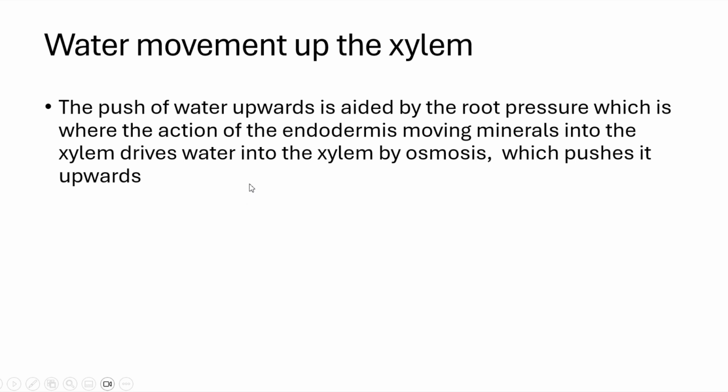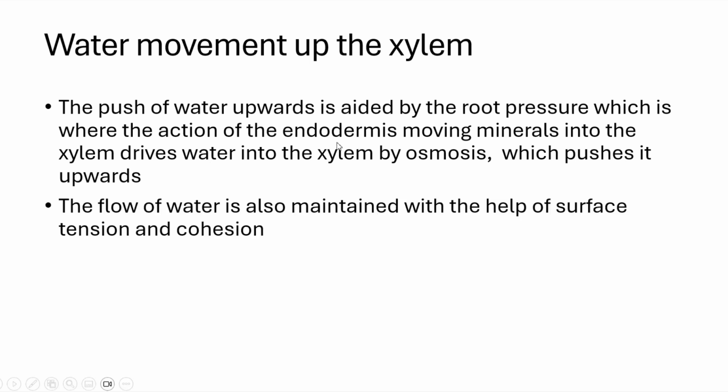Now, water movement up the xylem. The push of water upwards is aided by root pressure, which you need to know about. Root pressure pushes the water up the xylem, and it is the action of the endodermis moving minerals into the xylem that drives water up the xylem by osmosis. So root pressure is the way minerals move into the xylem from the endodermis, which creates osmotic pressure, or root pressure, driving water by osmosis into the xylem, which pushes it upwards.